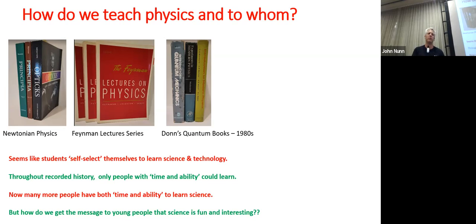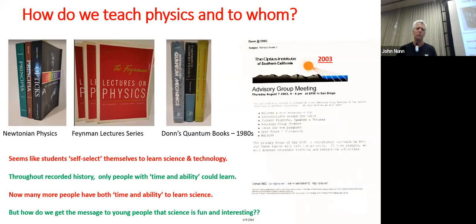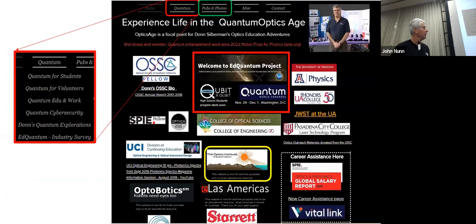But how do we get the message to young people that science is fun and interesting? They have so many things to take their attention that, for the vast majority of young people, doing science doesn't seem like something they want to do. So we have to find that subset of students that are interested and able to learn these kinds of technologies. Back in 2003, I started the Optics Institute to try to do this outreach. Now I have this website called Optics Age or Quantum Optics Age.